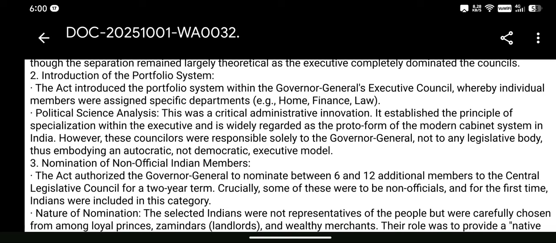Nomination of non-official Indian members. The Act authorized the Governor General to nominate between 6 and 12 additional members to the Central Legislative Council for a 2-year term. Crucially, some of these were to be non-officials, and for the first time, Indians were included in this category.